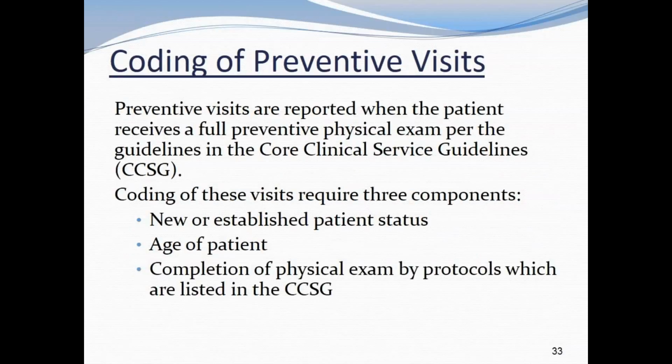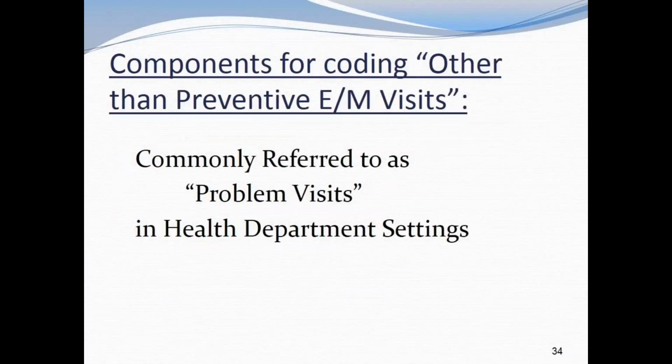All right, so now that we've gone through new and established patients, let's go through coding of preventive visits, which is very simple. You essentially have three things you're looking at when you're coding preventive visits: new and established patient status, age of the patient, and the completion of the physical exam by protocols, which are listed in the CCSG. So that's essentially all I have for the preventive visits, which is pretty simple depending on how much you have to do for that annual exam.